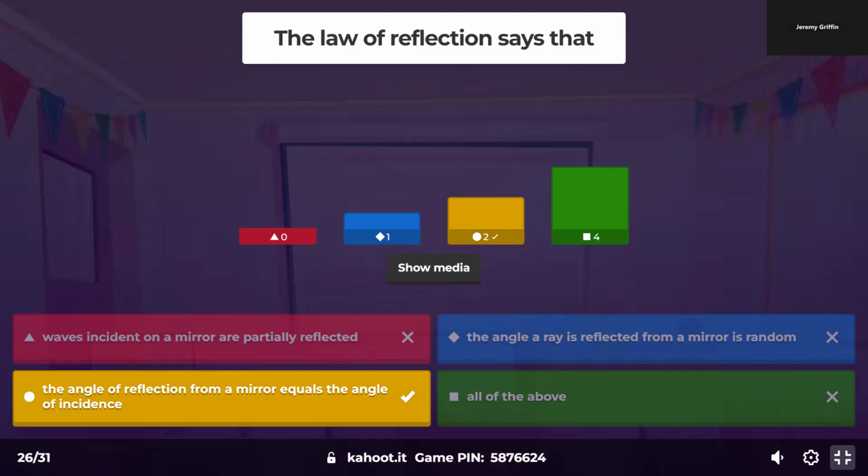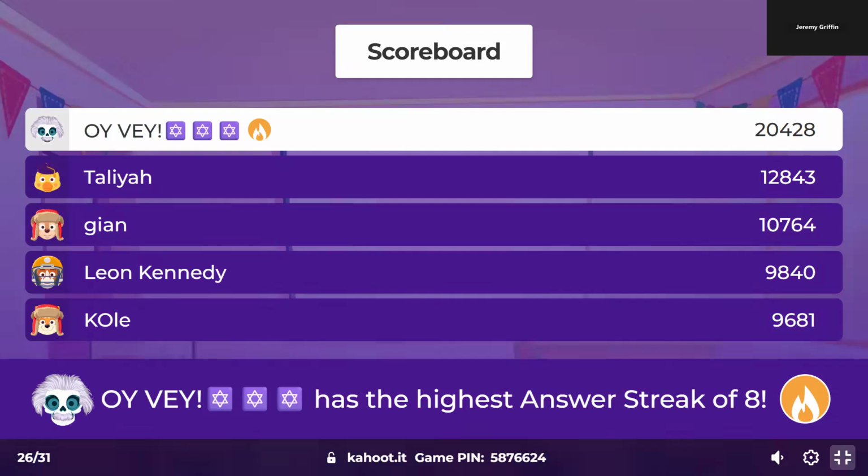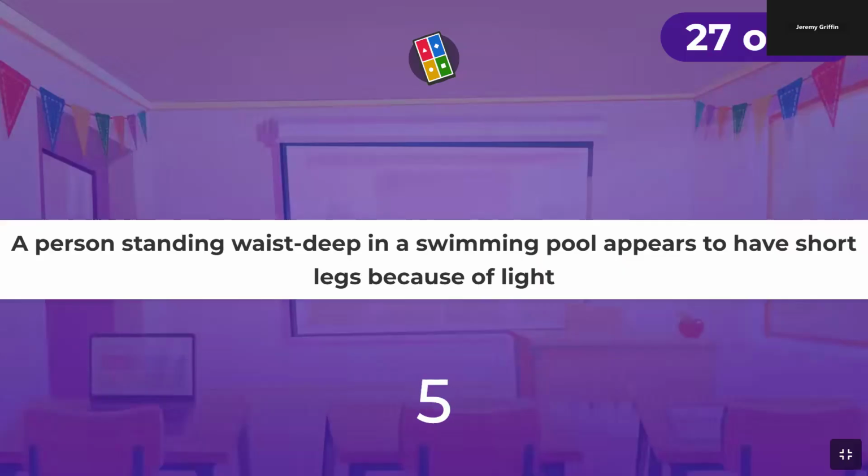All right, so you guys go with law of reflection. Law of reflection. Person standing waist deep in a swimming pool appears to have short legs because why?